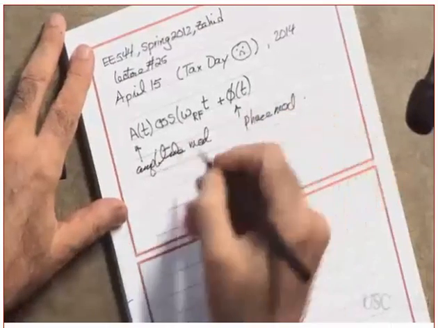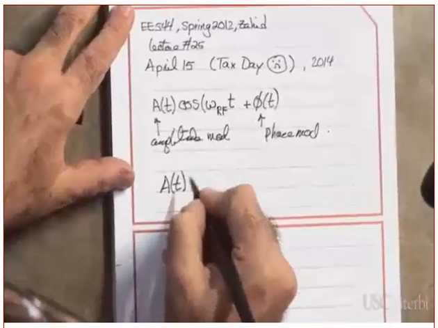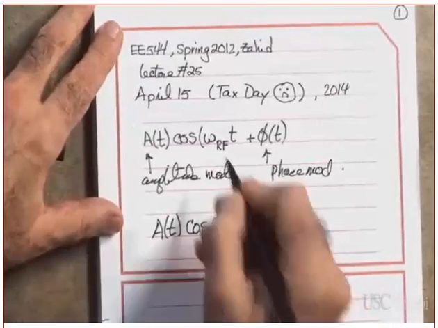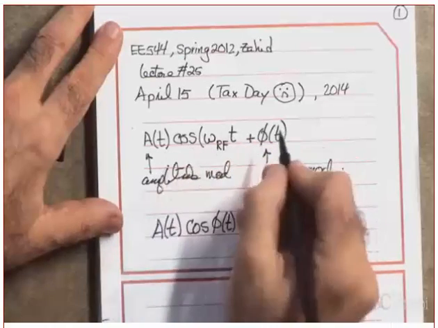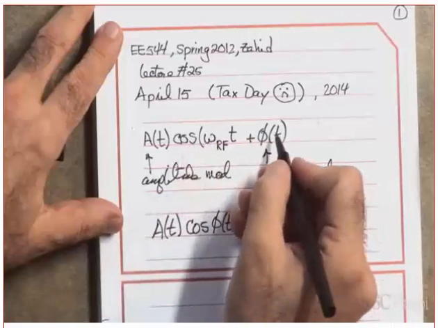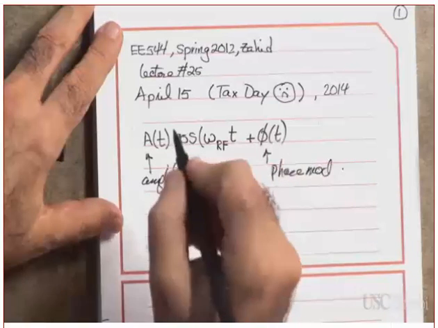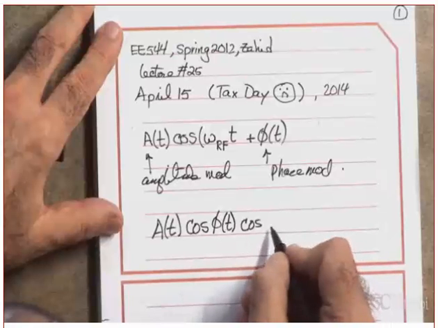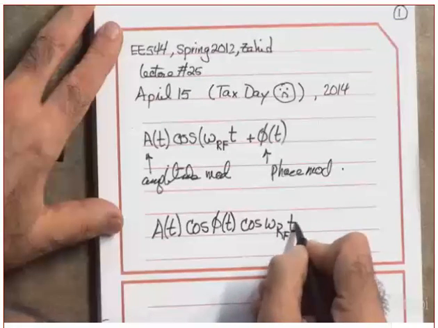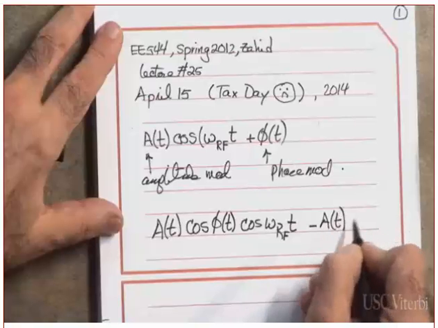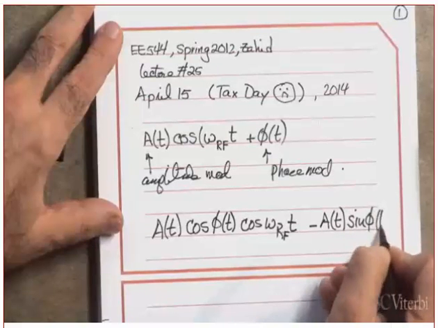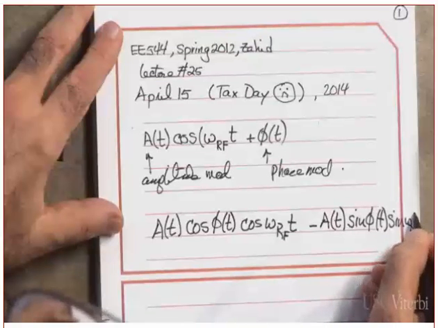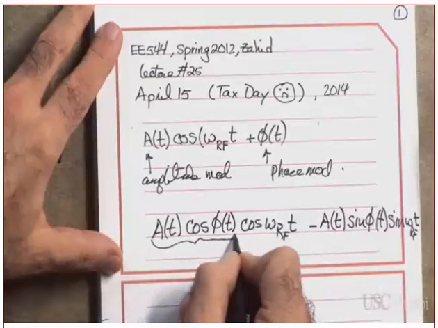Now, how can I write this one? I can write it as A of t cosine phi of t cosine... What is cosine A plus B? Cosine A cosine B minus sine A sine B. So it's A of t cosine phi of t cosine omega RF t minus A of t sine phi of t times sine omega RF t. What did I call this one earlier in the semester?